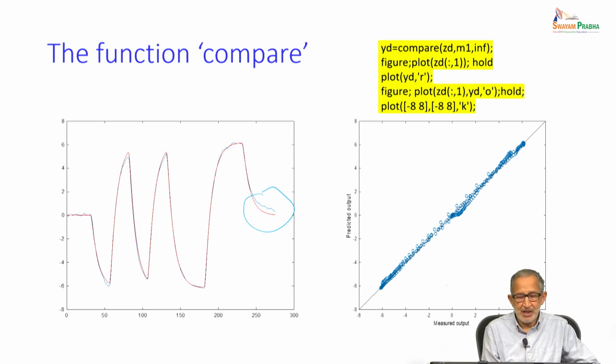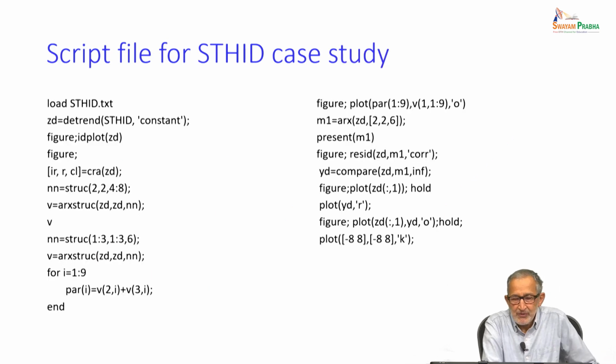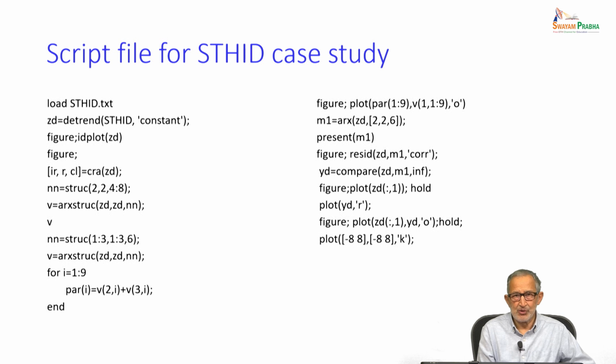Ideally, this exercise should have been done with a lot more data, where you have used different data sets for training and then applied the model to a separate validation data set. That wasn't an option for us, because we only had less than 300 points to carry out this identification. So the script file for this case study is given here. You can easily copy this and run it in MATLAB, and you would get all the outputs that I've shared with you in the slides.